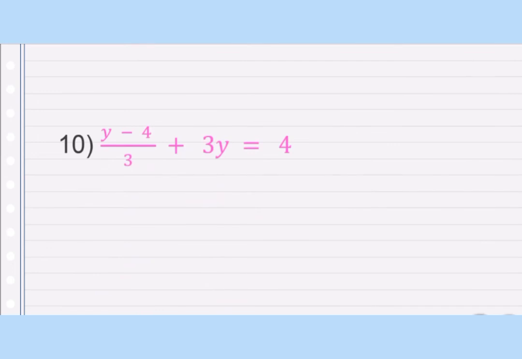y minus 4 upon 3 plus 3y is equal to 4. See, my dear students, here you can see the single variable is y. We are going to find the value of y. Okay, so 3y has no number beneath it, that means there is an invisible 1. There is no denominator, that means there is an invisible 1.